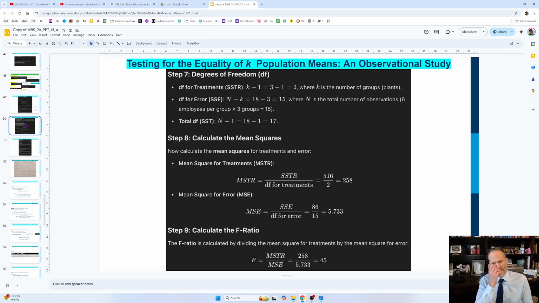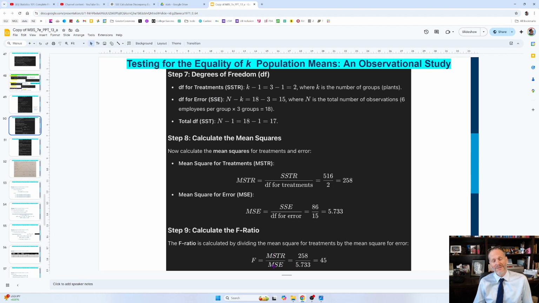We'll look at that. Then you calculate your degrees of freedom, for treatments and also for your error. Treatments will be in the numerator because SSTR feeds into MSTR, which goes in the numerator of your F test statistic. And then SSE goes into the denominator.